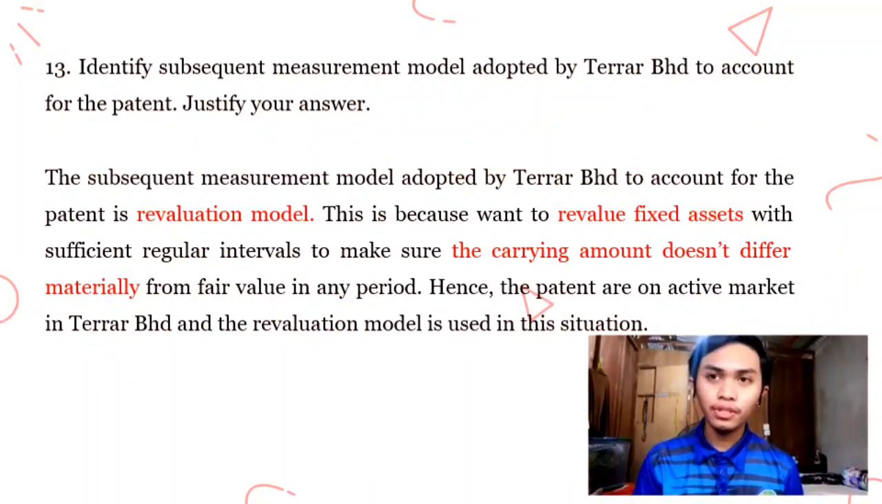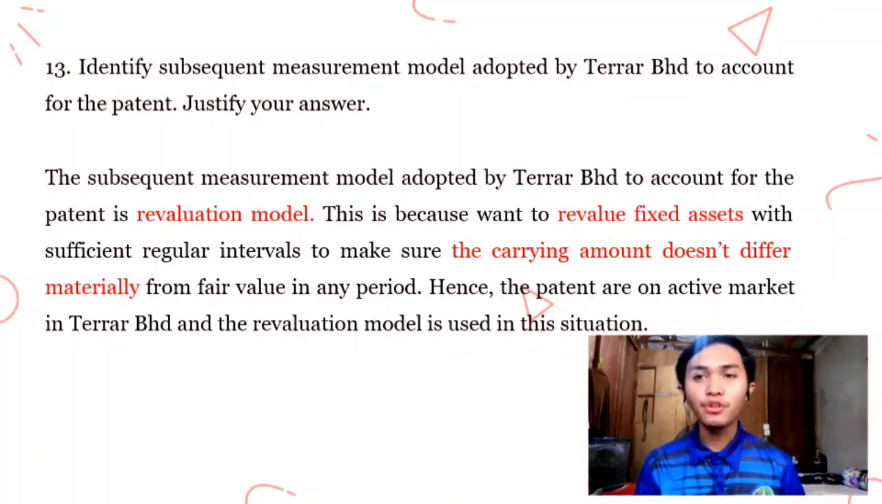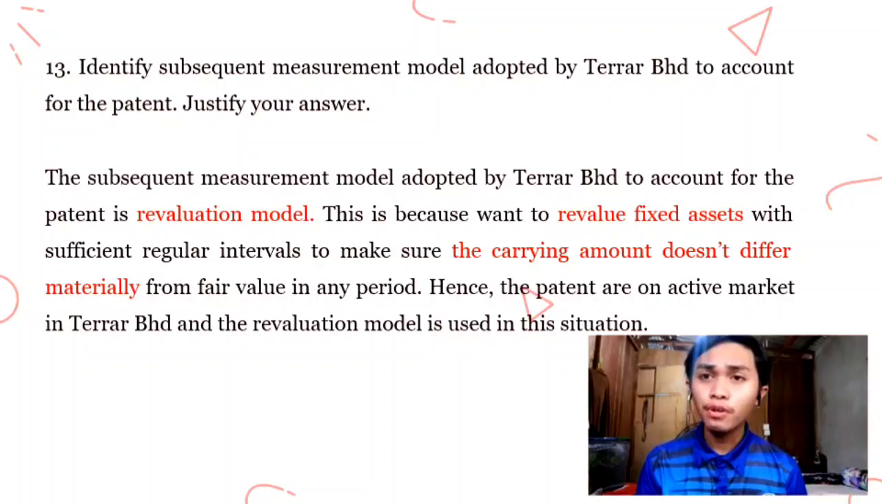Question 13 is, identify the subsequent measurement model adopted by Terror Berhad to account for the patent. Justify your answer. The answer for this question is that the subsequent measurement model adopted by Terror Berhad to account for the patent is the revaluation model.